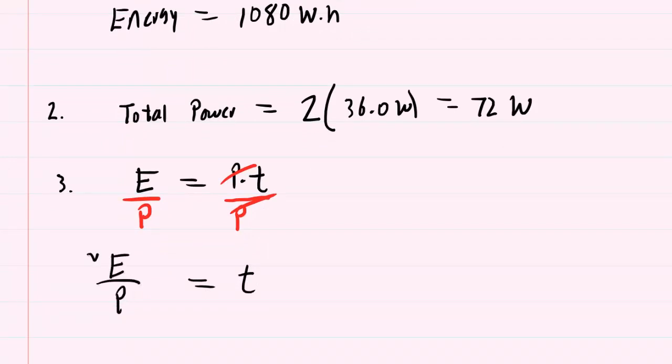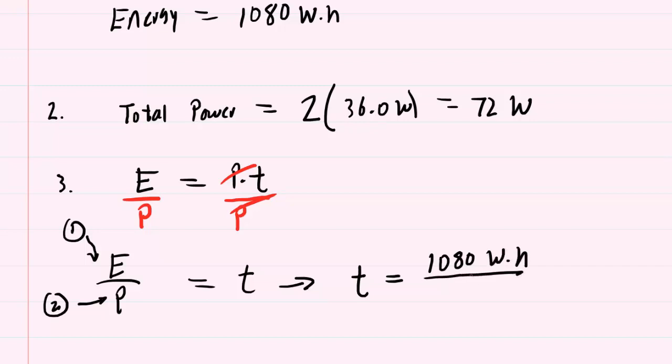So this we obtained in stage one of the problem, the total energy supplied by the battery. And then this is the total amount of power that is delivered by the two headlights. So we just divide these and we get the time. So let's come over here and we can say that the time is equal to the total energy of 1080 watt hours divided by the power, which is 72 watts. And when you divide these out, you will get 15 as your answer. Notice when you do the division, the watts will cancel out, leaving you with just hours. So the final answer can be expressed as 15 hours.